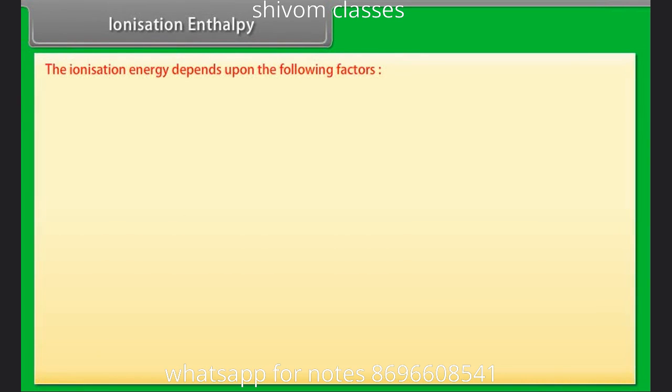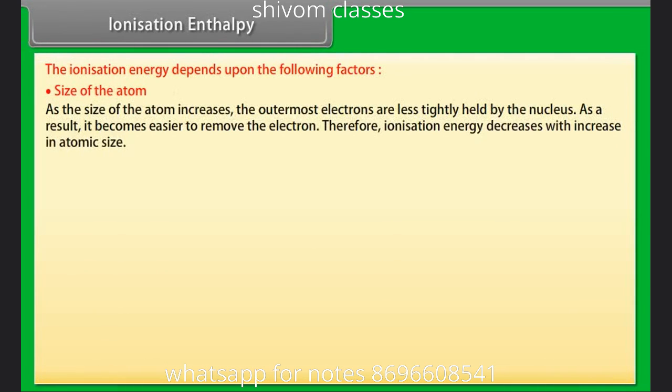The ionization energy depends upon the following factors. Size of the atom. As the size of the atom increases, the outermost electrons are less tightly held by the nucleus. As a result, it becomes easier to remove an electron. Therefore, ionization energy decreases with increase in atomic size.